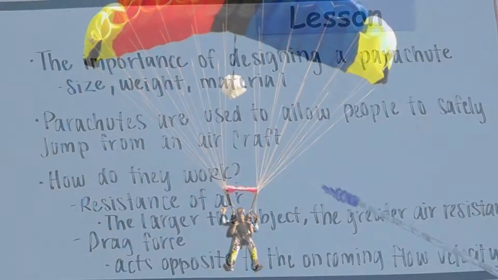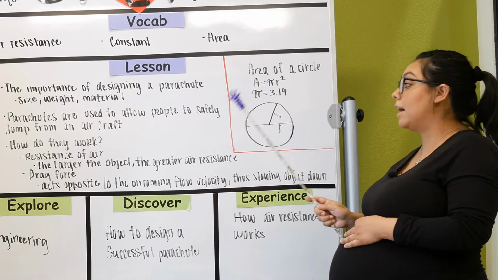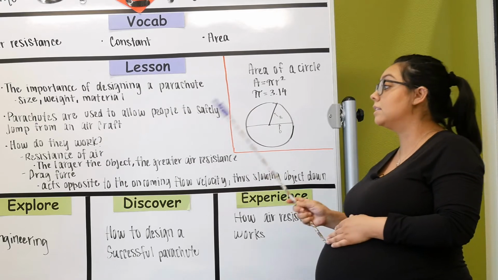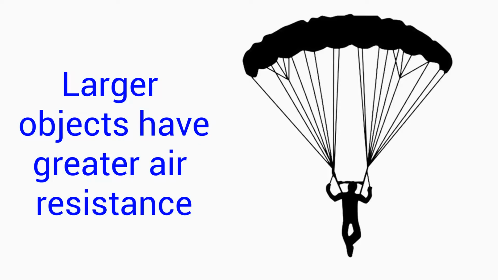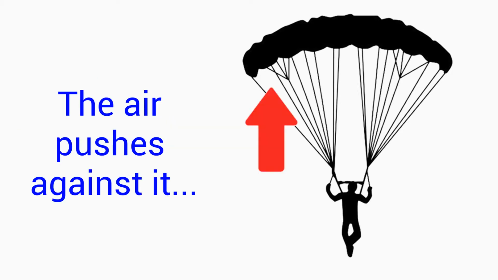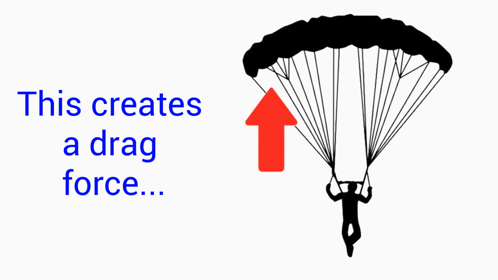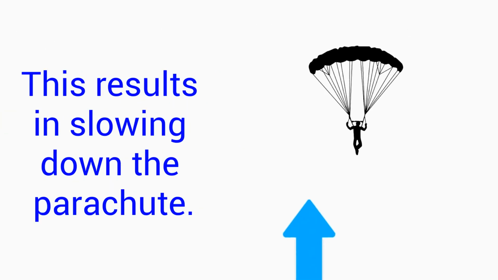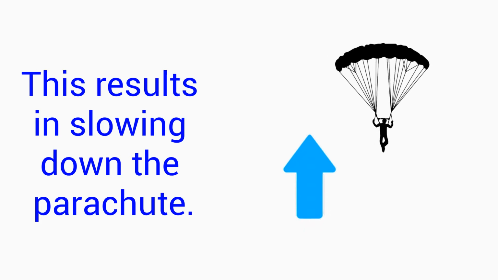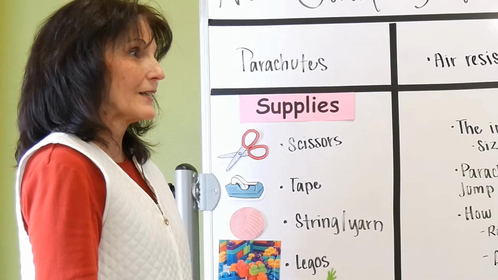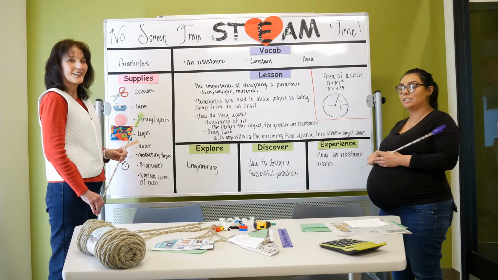And how do they work? So they work through air resistance, or resistance of air. The larger the object, the greater the air resistance, because as they fall and they open up, the air pushes against it, which creates this drag force, which allows them to slow down as they're falling. Okay, sounds like fun. Should we make one? Yes, let's do it.